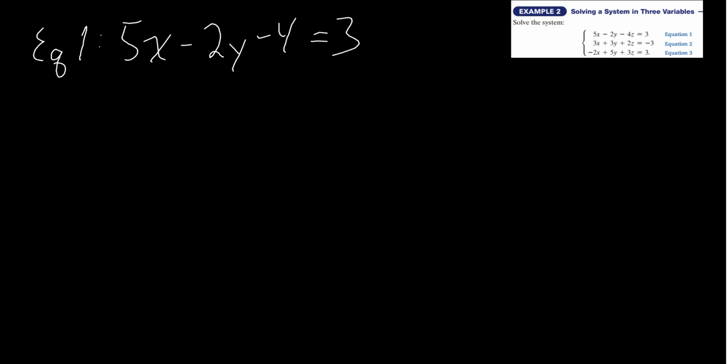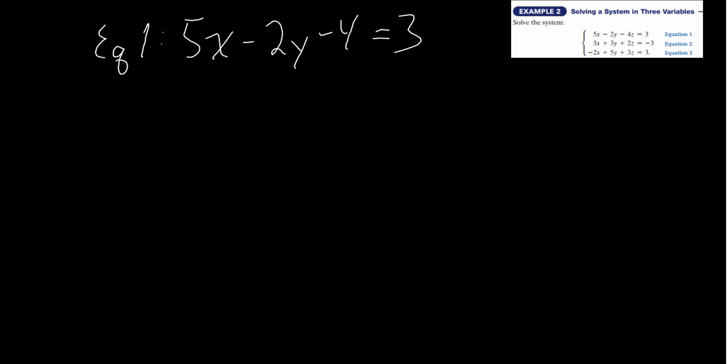So let's put EQ1 for equation 1. That is 5x minus 2y minus 4z is equal to 3. Right? Now, let's move this off to the side a little bit. Move it to the right.